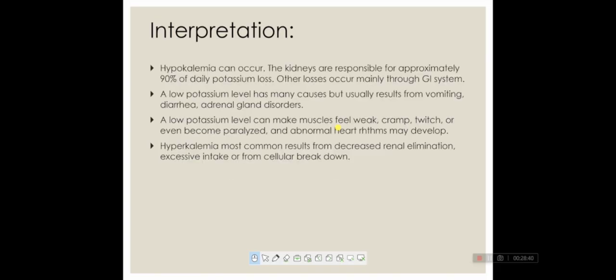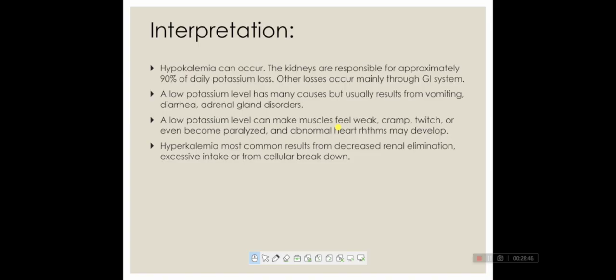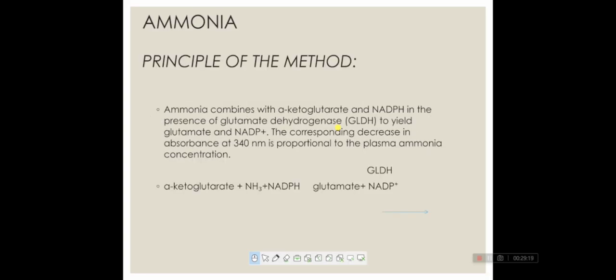So, hypokalemia, which is the decreased level of potassium in the blood, can occur in certain conditions. One is improper functioning of the kidney, because the kidney is responsible for approximately 90% of the daily potassium loss. So, if a reduced potassium concentration is observed in the blood, it may be because of improper functioning of the kidney. In certain cases such as vomiting, diarrhea, or adrenal gland disorders, hypokalemia may also be caused.